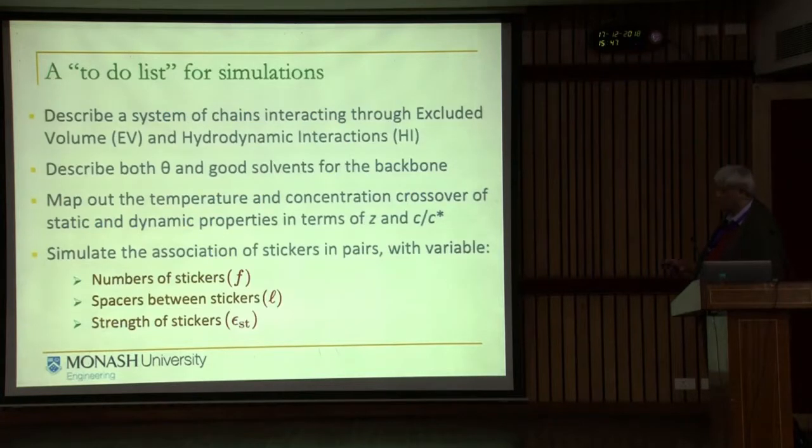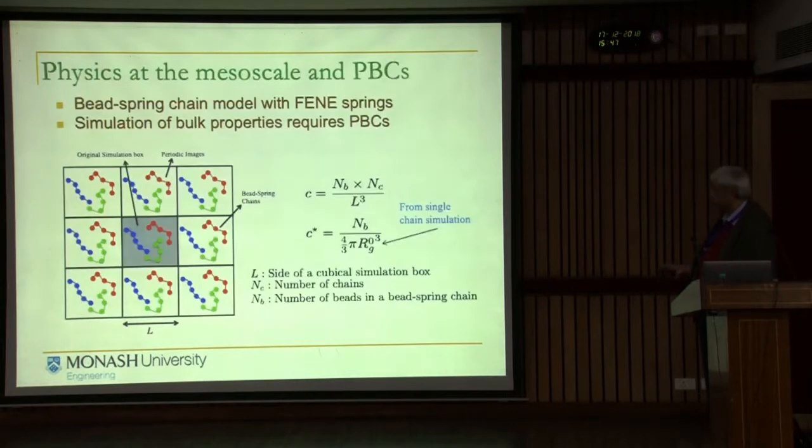Okay. So I'm not going to give a lot of detail about the simulations because I've talked about them before, but here's a to-do list if we wanted to do these simulations. You'd have to describe a system of chains that are interacting with excluded volume and hydrodynamic interactions. You have to be able to describe both theta and good solvents for the backbone. You need to map out the temperature and concentration crossover for all the static and dynamic properties. And finally, you need to be able to simulate this sticking of stickers in pairs, where you should be able to vary the number of stickers, the spacer length, and the strength, and so on. Okay? So that's what we've done.